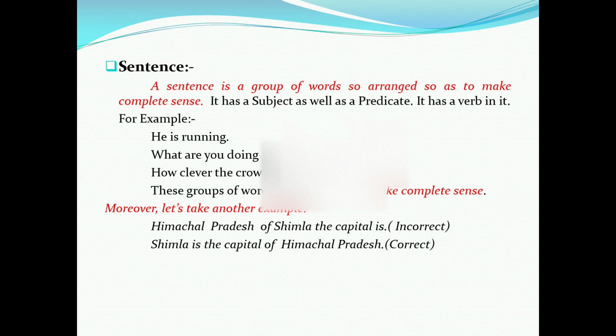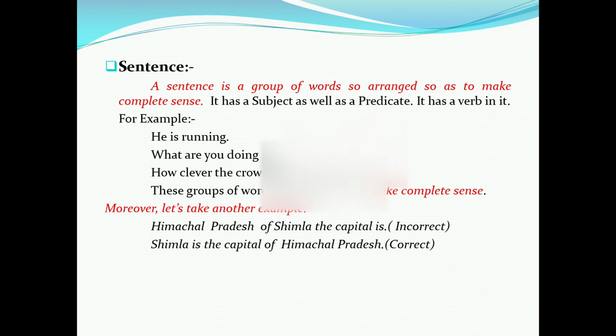So a sentence is a group of words so arranged so as to make complete sense. It has a subject as well as a predicate. It has also a verb in it. For example, he is running. What are you doing? How clever the crow is. These groups of words in the sentence make complete sense.